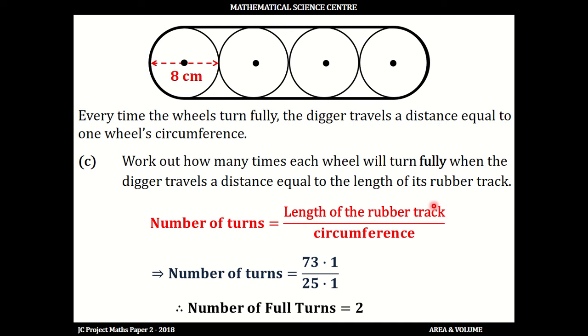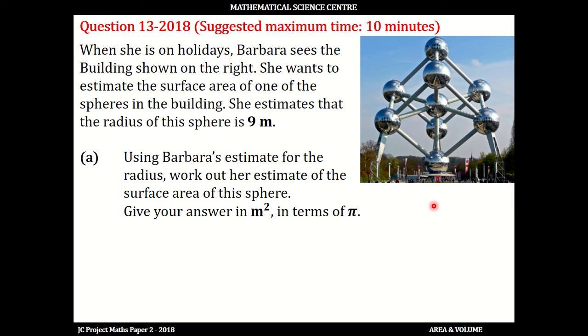Okay. Question 13 then, which came up in 2018. When she's on holidays, Barbara sees the building shown on the right. She wants to estimate the surface area of one of the spheres in the building. She estimates that the radius of the sphere is 9. Using Barbara's estimate for the radius, work out her estimate of the surface area of the sphere. Give your answer in meters squared in terms of pi.